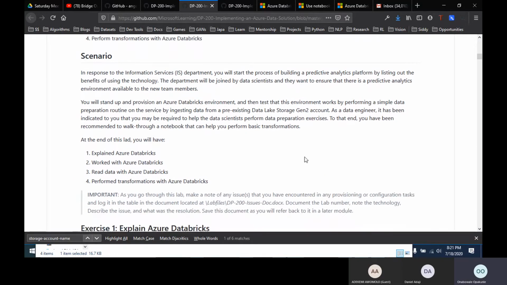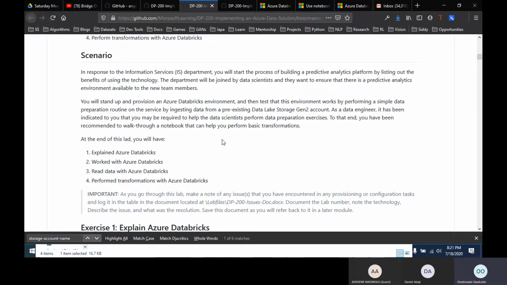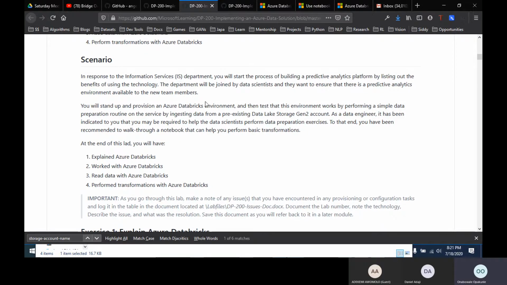Then we'll test that the environment works by performing a simple data preparation routine on the service by ingesting data from pre-existing data lake storage Gen 2 accounts. As a data engineer, it has been indicated that you may be required to help the data scientists perform data preparation exercises. To that end, you have been recommended to walk through a notebook that can help you perform basic transformations.